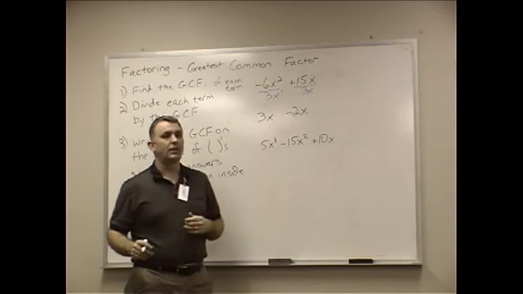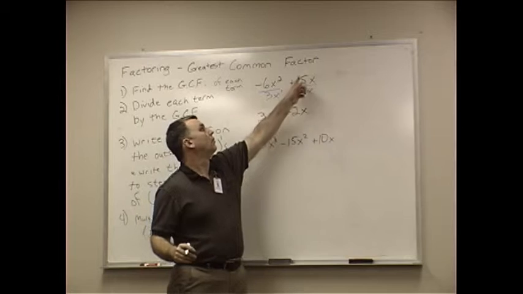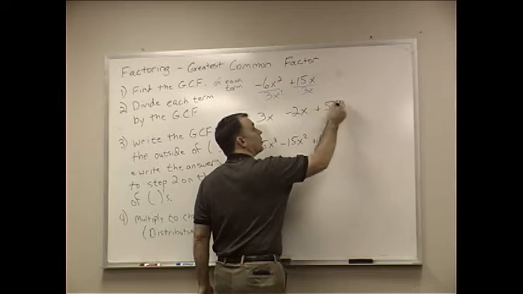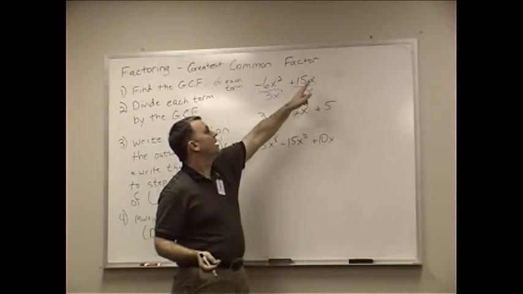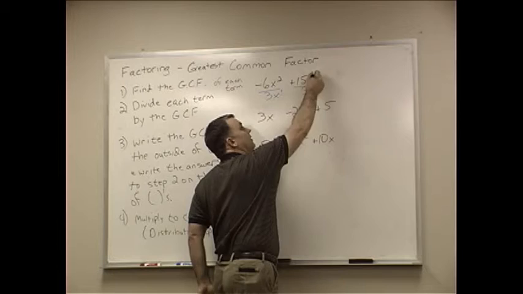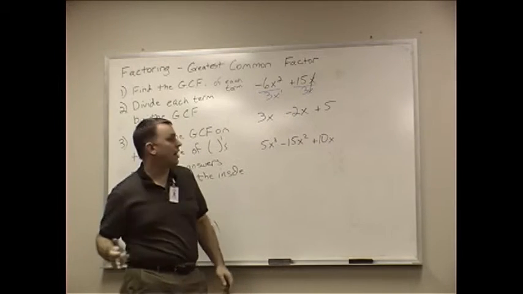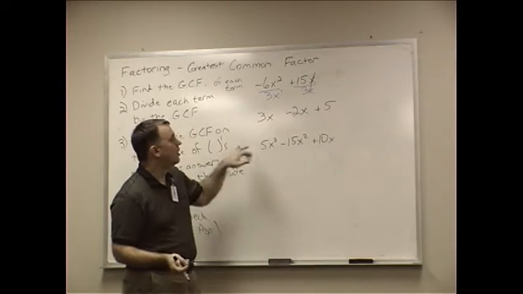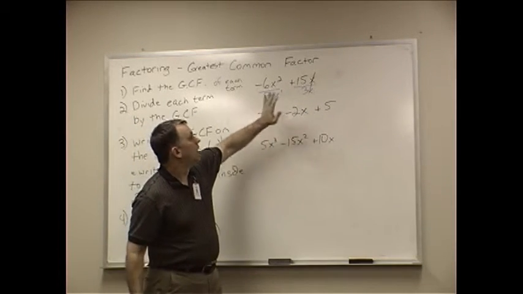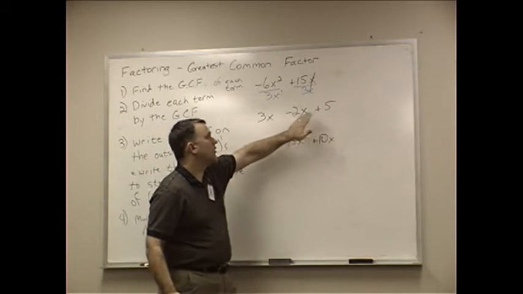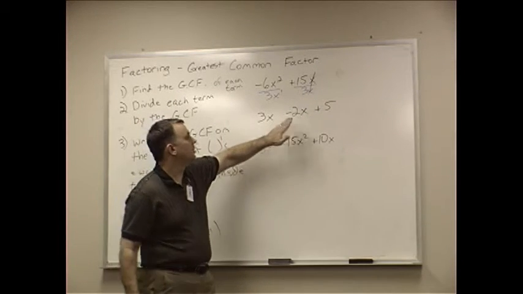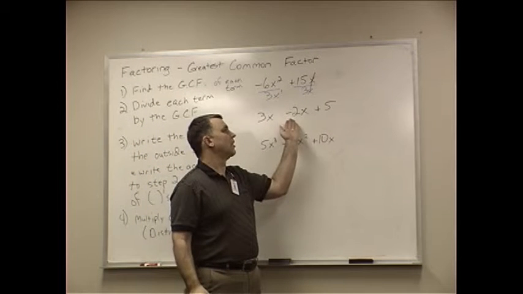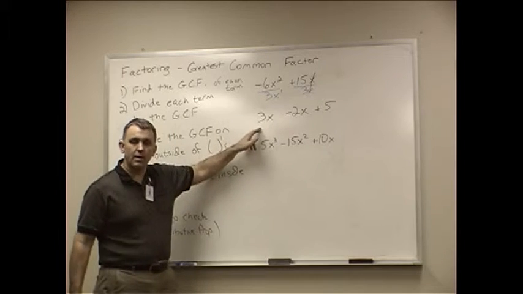The second one, 15x divided by 3x. Well, 15 divided by 3 is 5. Now since it's positive, I'm writing plus 5. X divided by x, well, anything divided by itself cancels out. It goes away. It turns into a 1, and 5 times 1 is 5. So we're right there. Now, for greatest common factor, take a quick look at what you had left. Is there anything else you can divide out of those? The answer is no. Since there's nothing else you can divide out, you know you got the right greatest common factor.